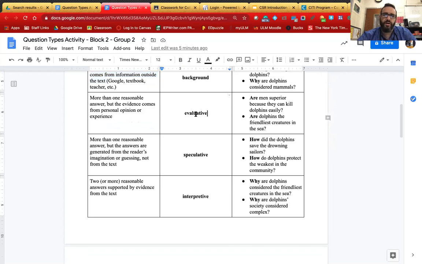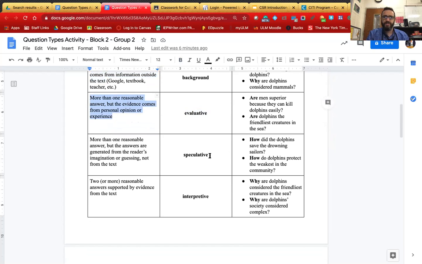Evaluative questions are questions that have more than one reasonable answer, but the evidence comes from your opinion. So if anybody watched the presidential debate last night, a lot of that would be evaluative type statements. It's, here's my opinion. And they may have what they consider to be facts to back it up, but the majority of their answer to the questions is their opinion, okay?